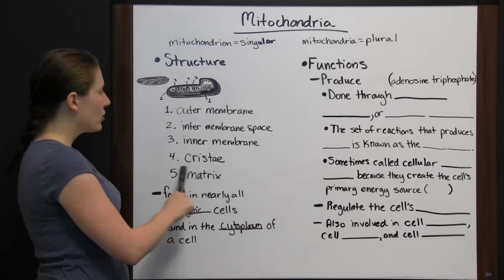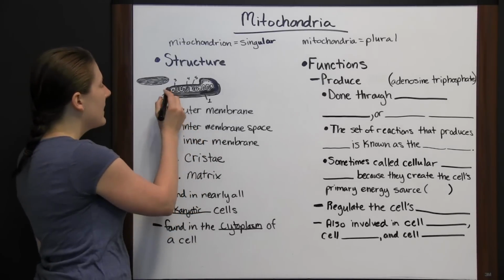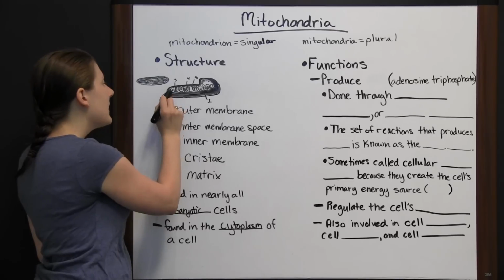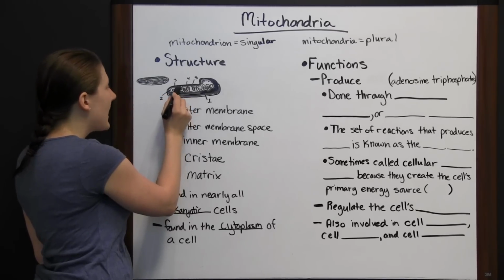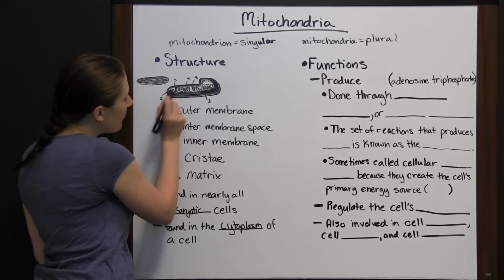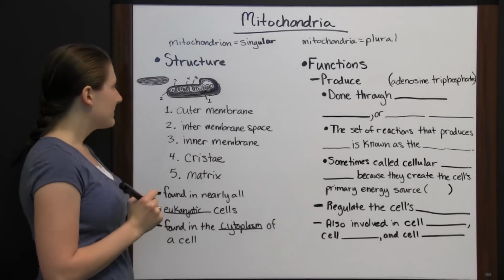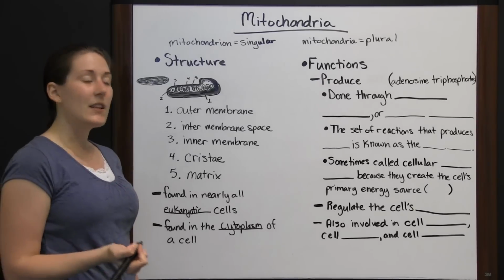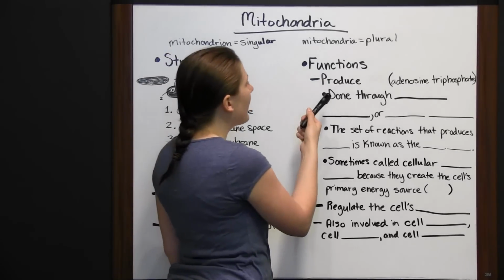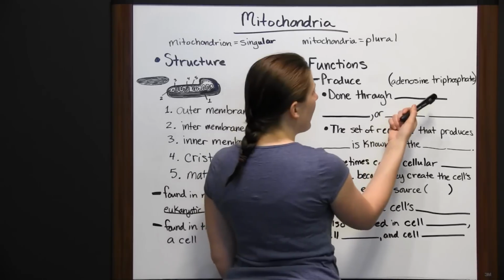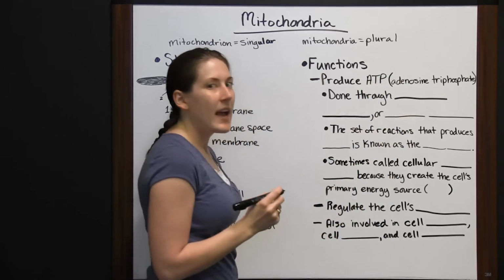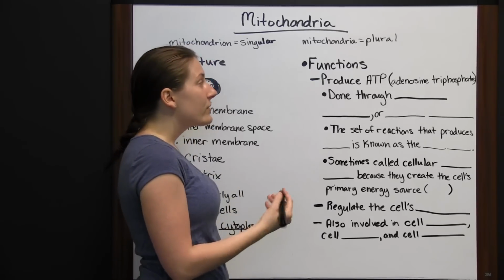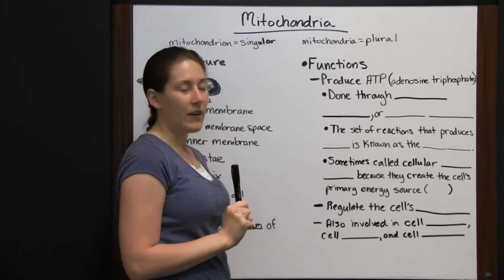But the basic structure is going to be outer membrane, intermembrane space, inner membrane surrounding the matrix with the cristae forming in the folds between that inner membrane. Okay, let's look at the functions. Mitochondria produce adenosine triphosphate, which is known as ATP. So if you see ATP, it's an energy source and it's called adenosine triphosphate.